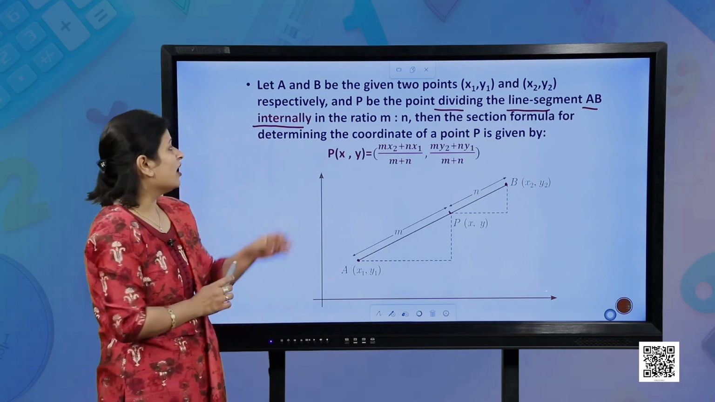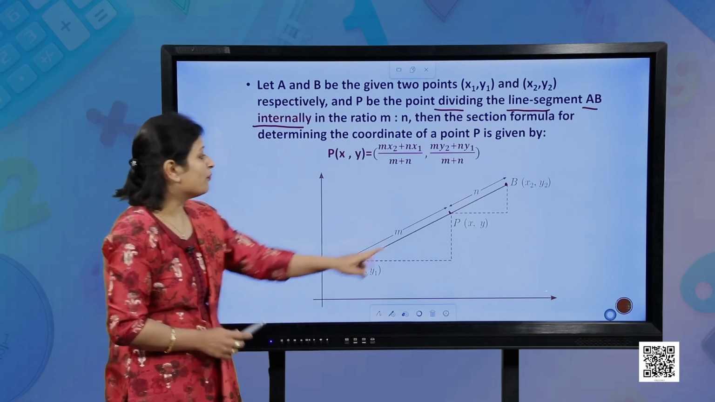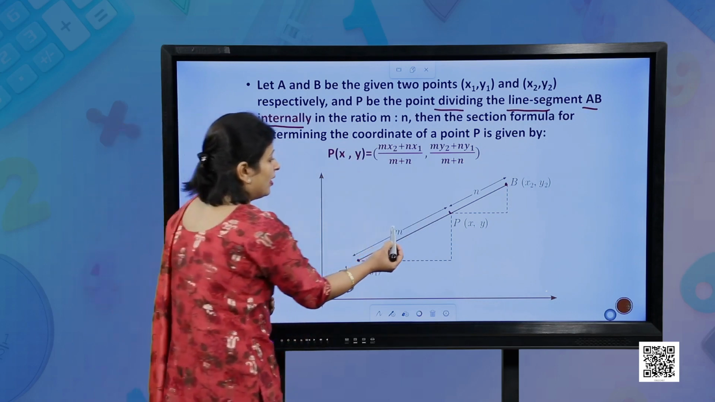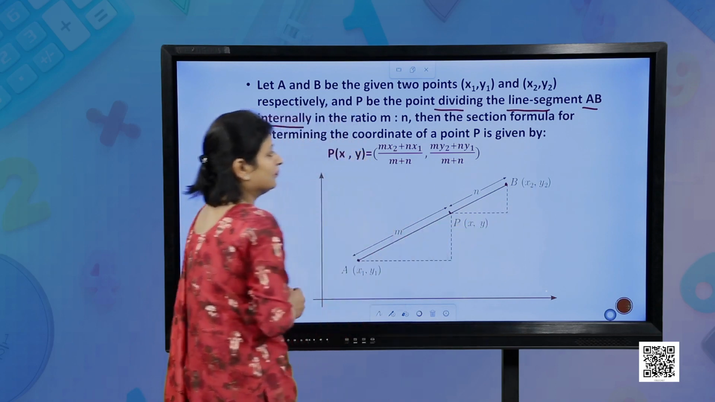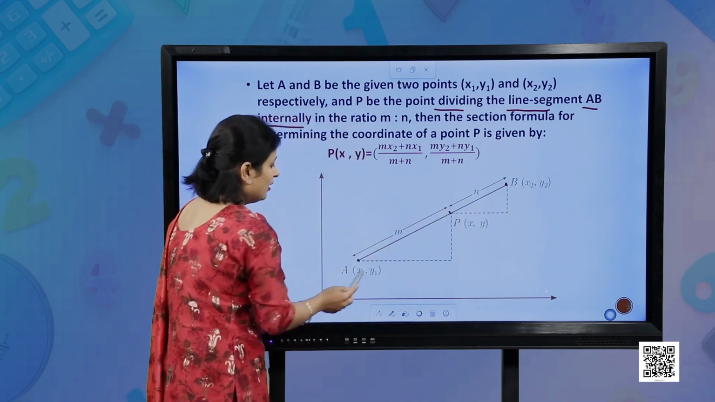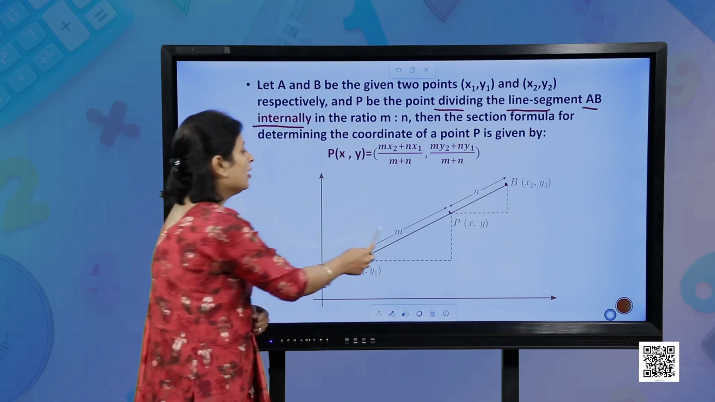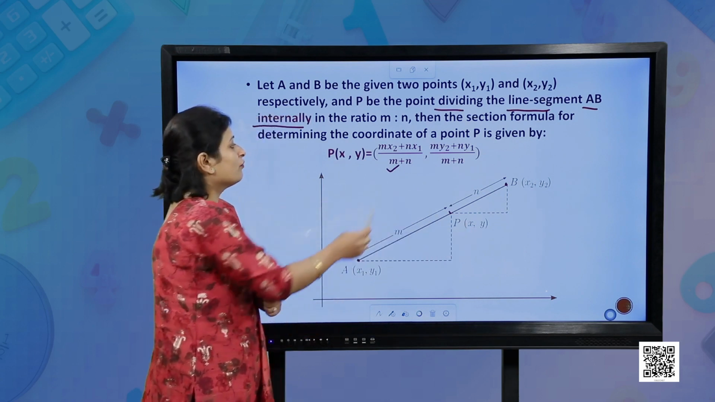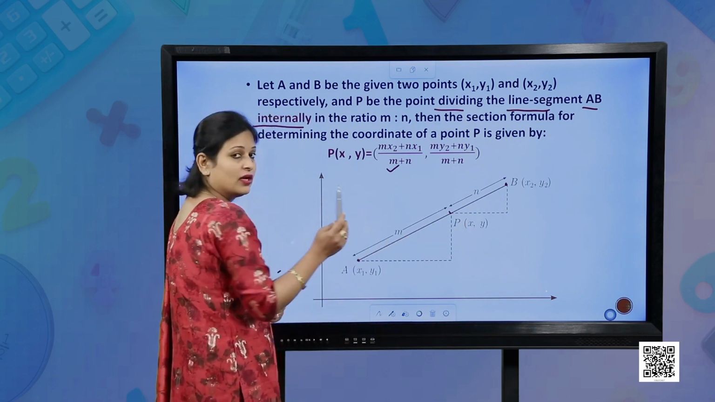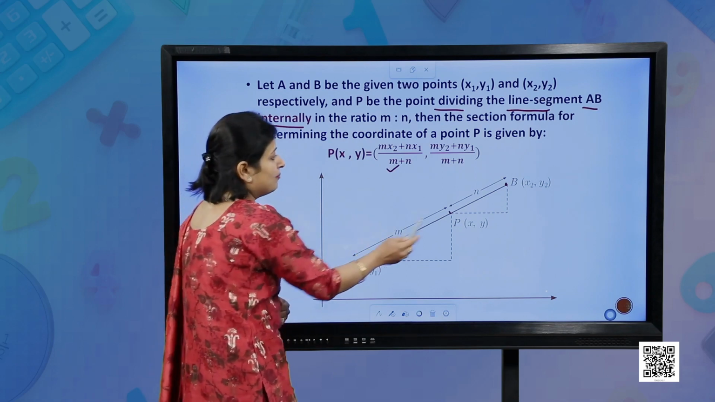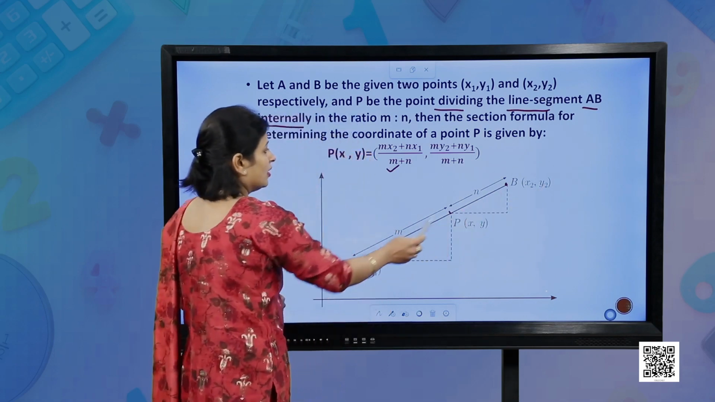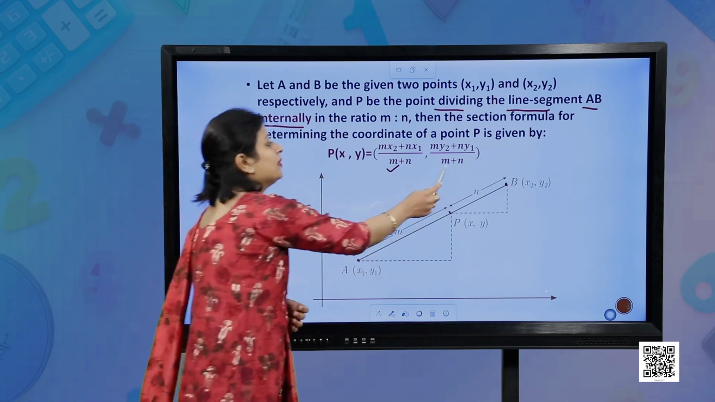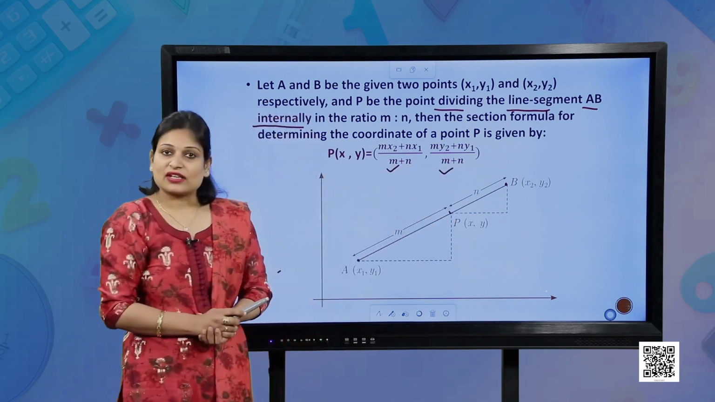The section formula for determining the coordinates of point P (x, y) is given by x equals (m x2 plus n x1) upon (m plus n). So you will get the value of x. For y, consider the y coordinates: y equals (m y2 plus n y1) divided by the ratio m plus n. So, this is the section formula.